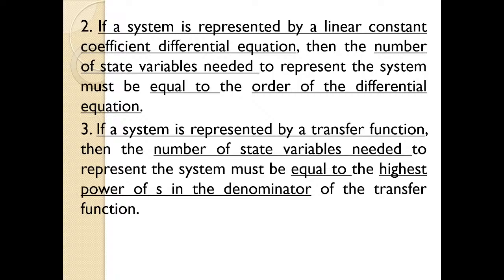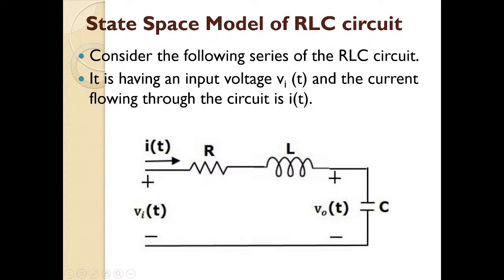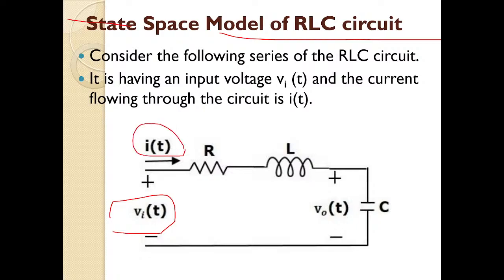Now let us see the state space model of an RLC circuit. Let us consider an RLC circuit, and let us assume Vi of t is our input, and I of t is the current flowing into the circuit due to this input voltage. And V0 of t is the voltage across the capacitor.